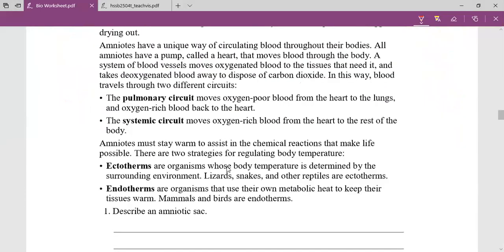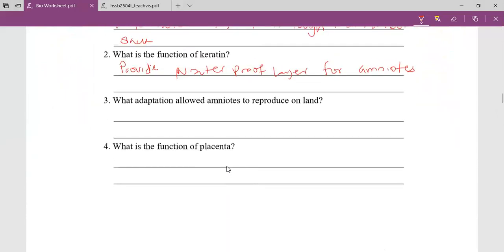What adaptations allow amniotes to reproduce on land? The amniotic egg and the placenta. No. They have an amniotic egg, which is an almost waterproof container that keeps the egg from losing water. They have an amniotic egg, which is waterproof, and doesn't allow the egg to lose water.